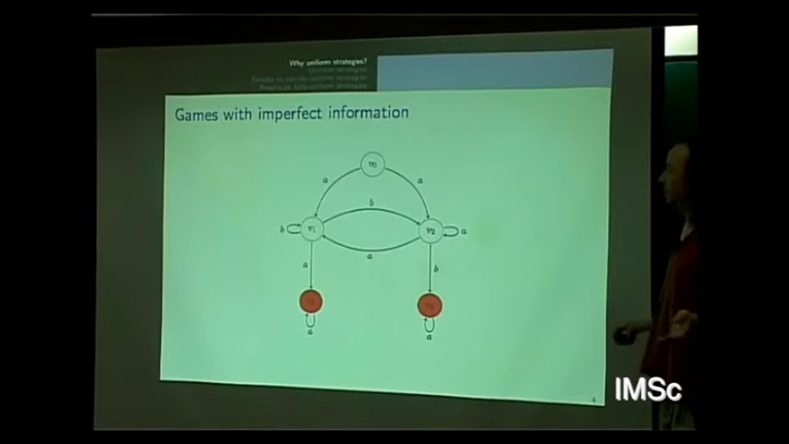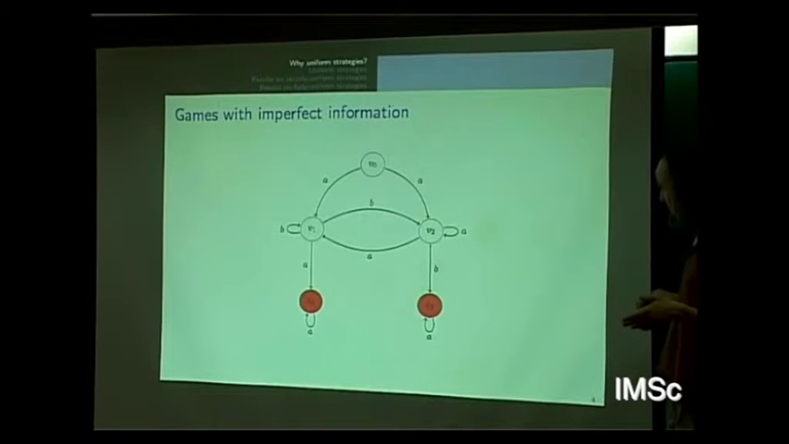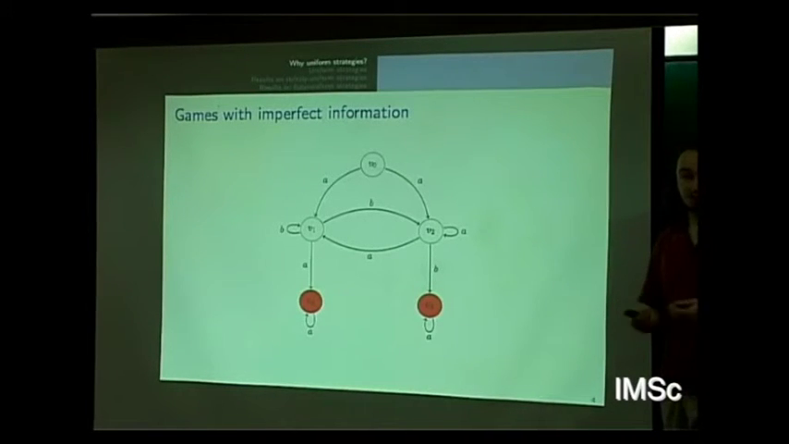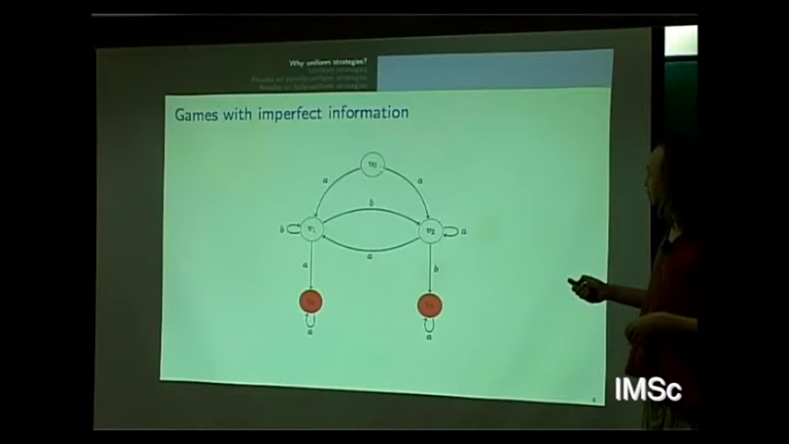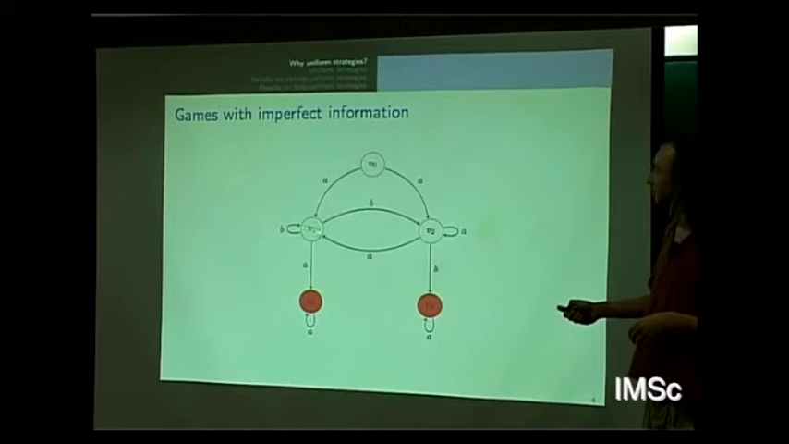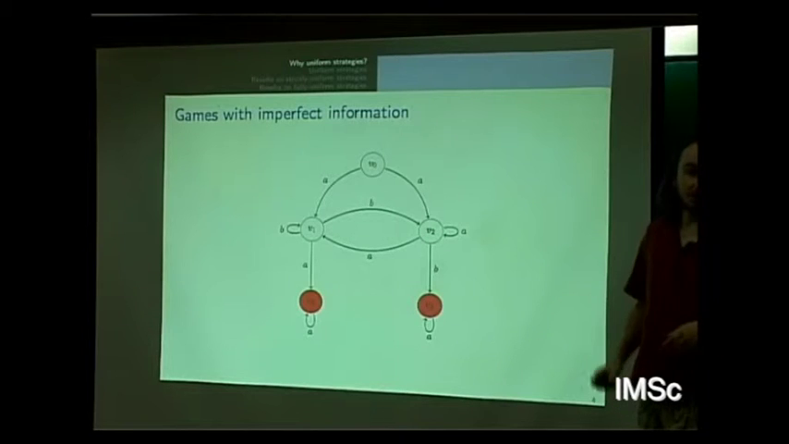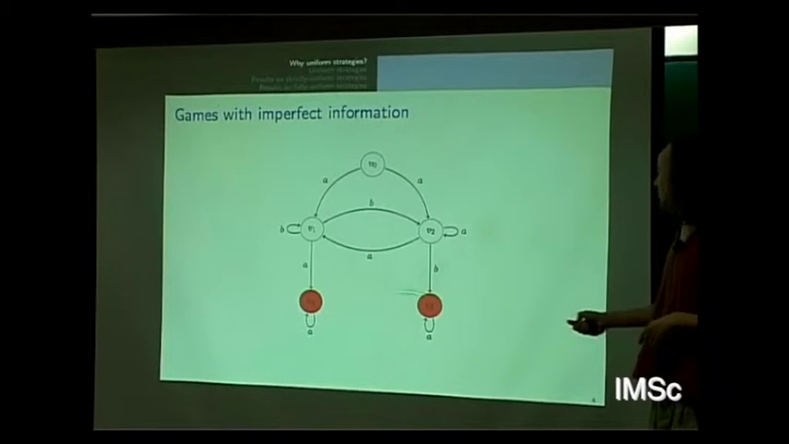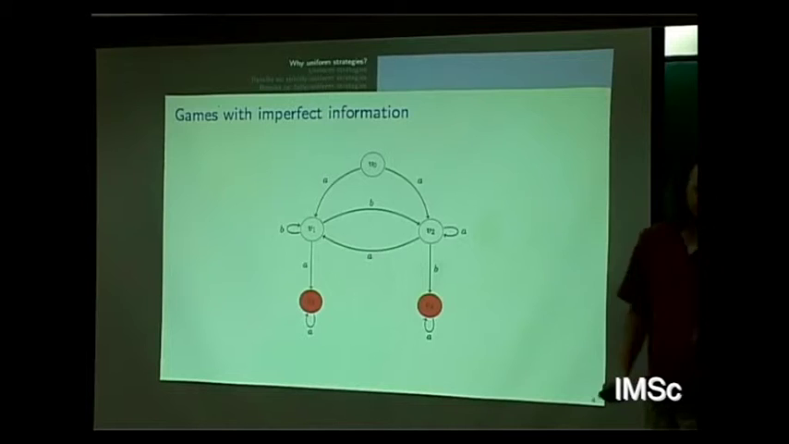So if it's a game with perfect information, it's easy to see that player 1 can have a winning strategy. It's just that if the game is here, player 1 plays B, and if it's here, player 1 plays A. Easy, you will never reach these bad positions.